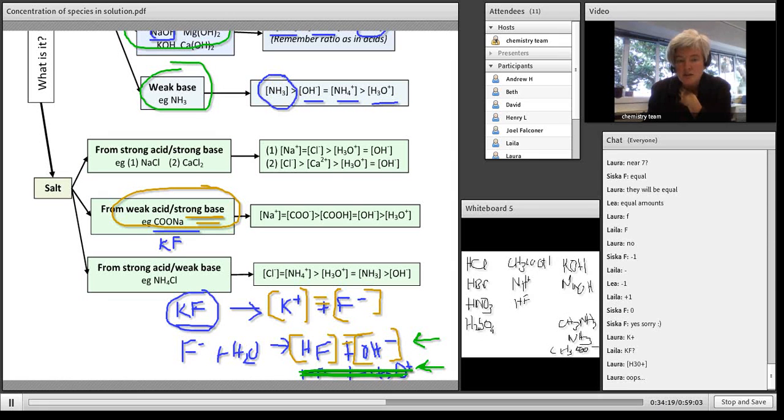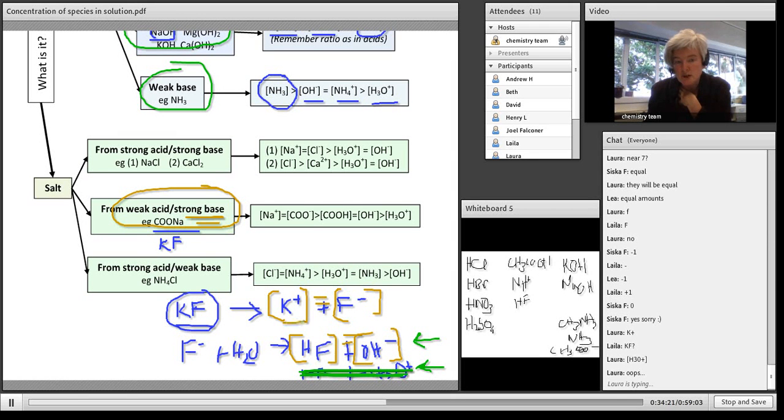Okay? My KF all dissociated to form K plus and F minus. Tiny little bit of my F minus reacted with water to form equal amounts of HF and OH minus.